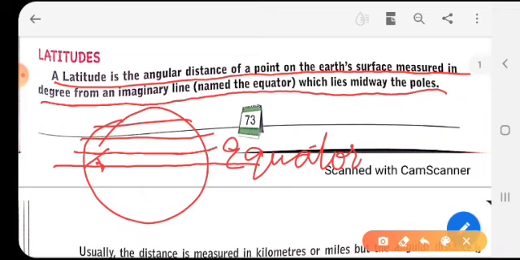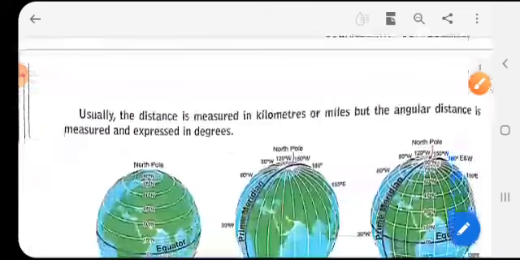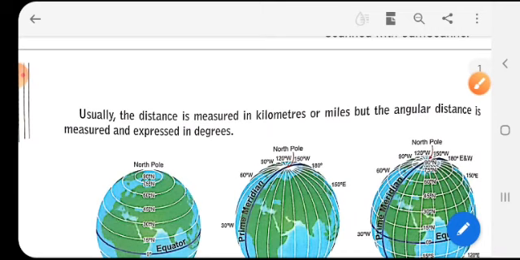So it goes along the equator. Now, usually the distance on Earth is measured in kilometers or miles, but on the Earth, when we draw the grids, these lines are measured in degrees.